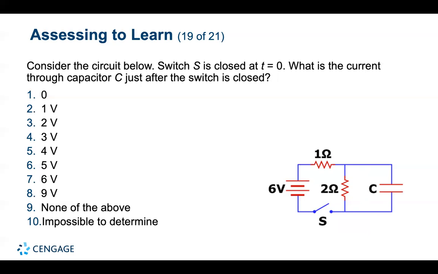Consider the circuit below. Switch S is closed at t equals 0. What is the current through the capacitor C just after the switch is closed? And the answer is 9 volts.